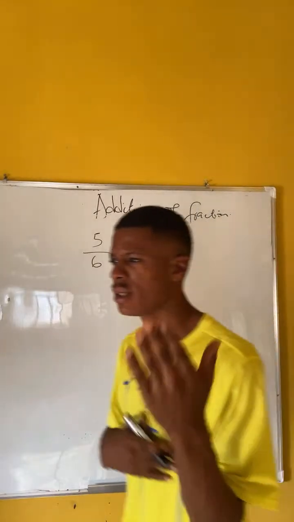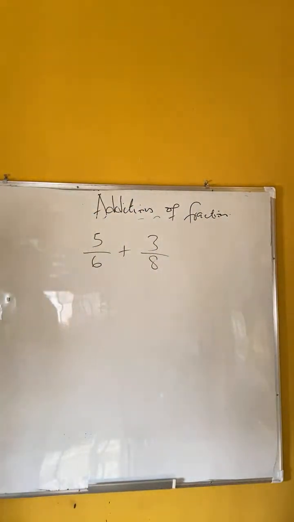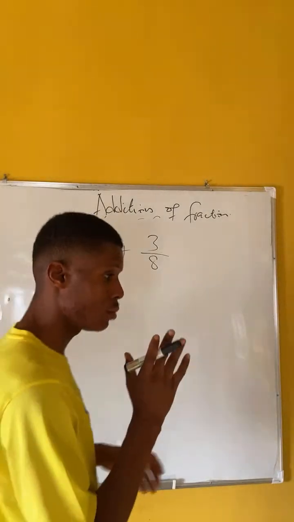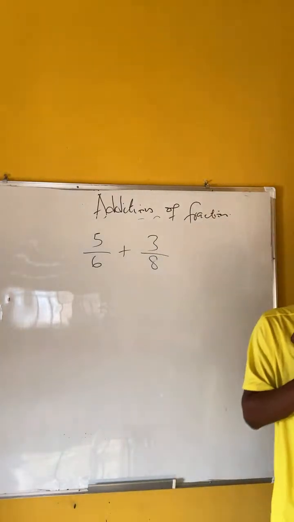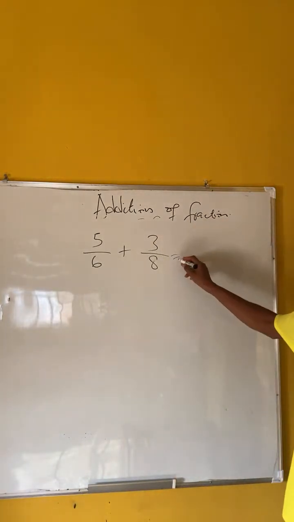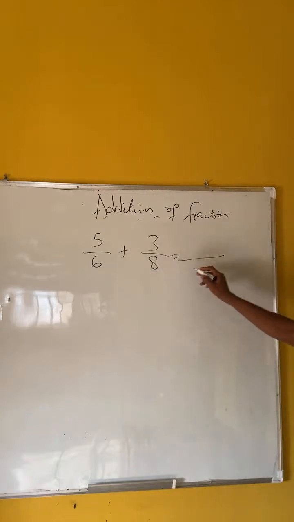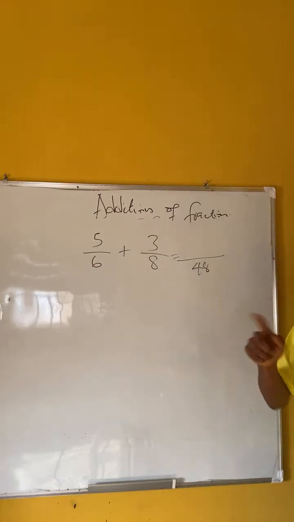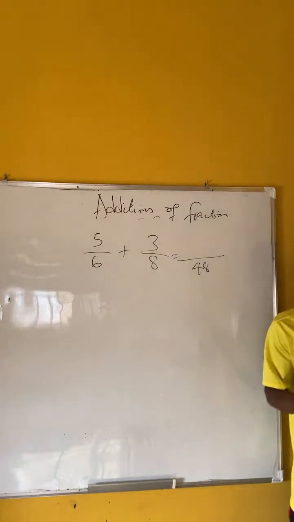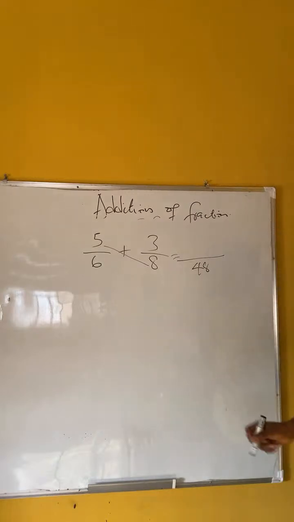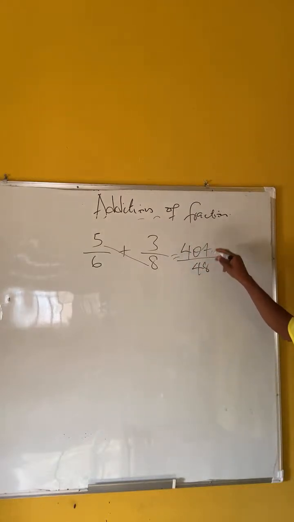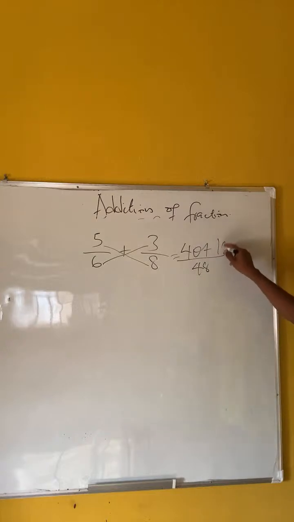So first, using the initial method, all you have to do is multiply the denominators together. 6 times 8 is 48. Then multiply diagonally. 5 times 8 gives what? 40, plus 3 times 6 gives 18.